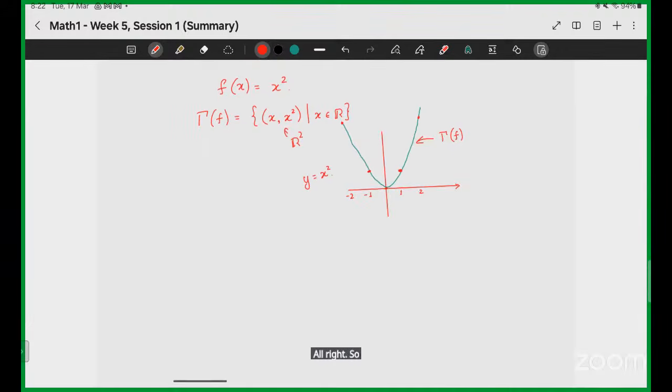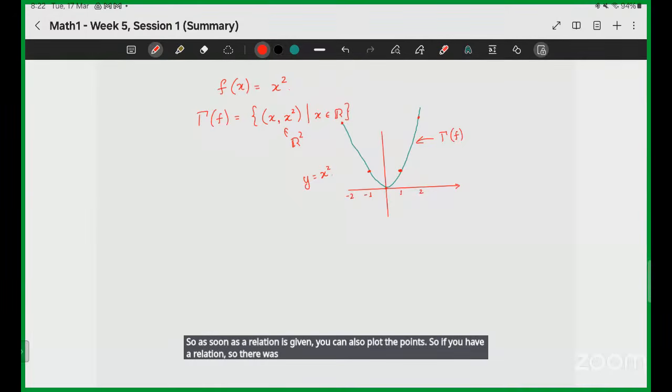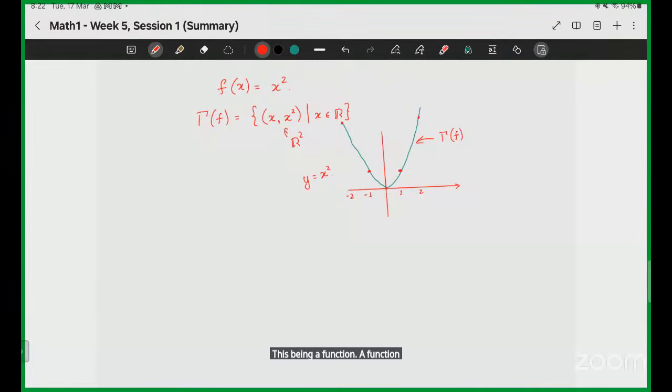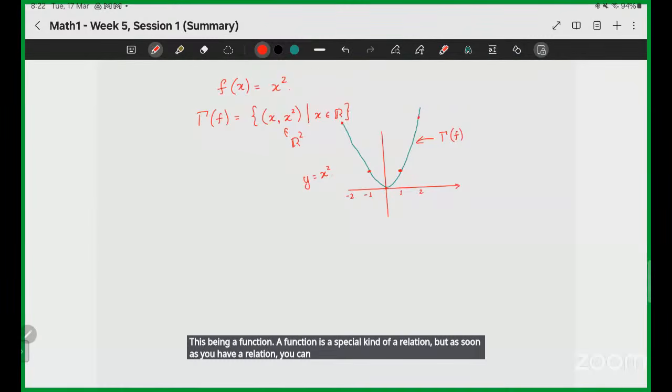All right, so why were we talking about the graph of the function? As soon as a relation is given, you can also plot the points. There was nothing specific about this being a function. A function is a special kind of relation, but as soon as you have a relation, you can plot the set of points, right?